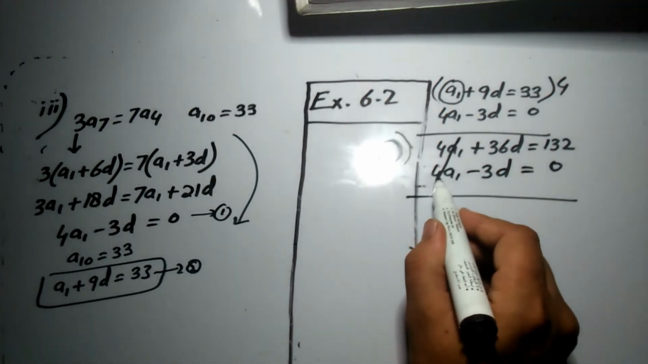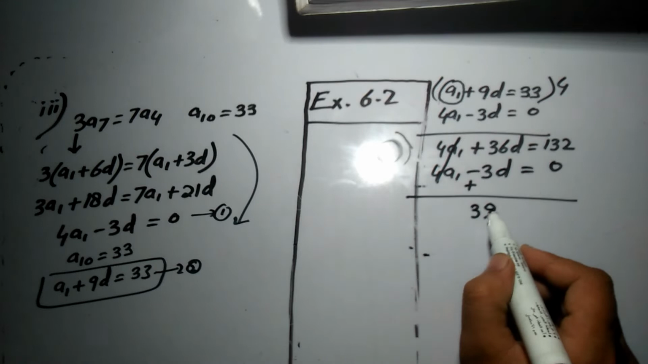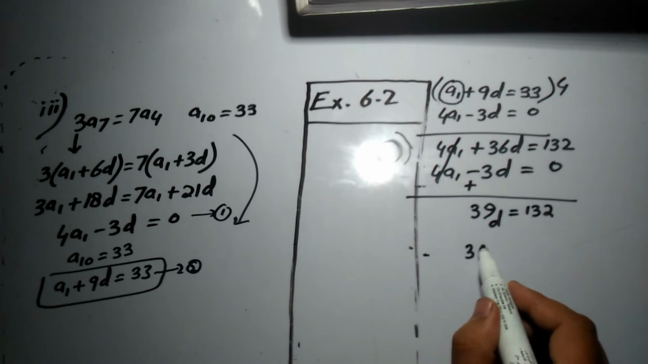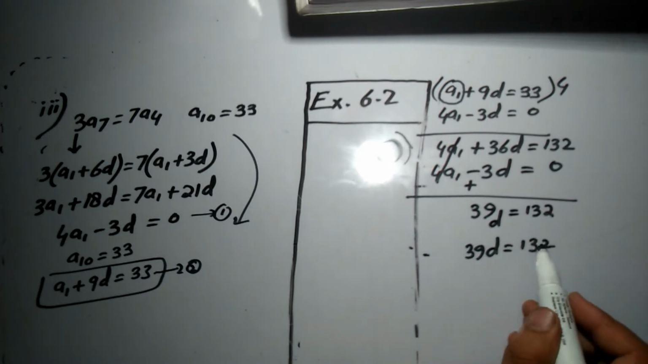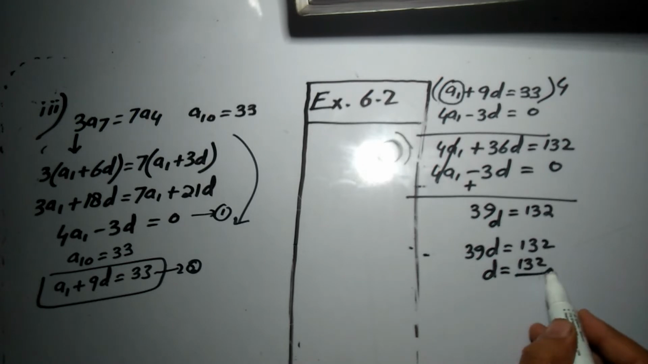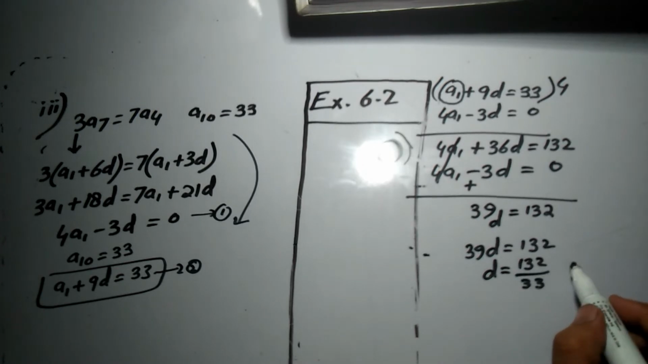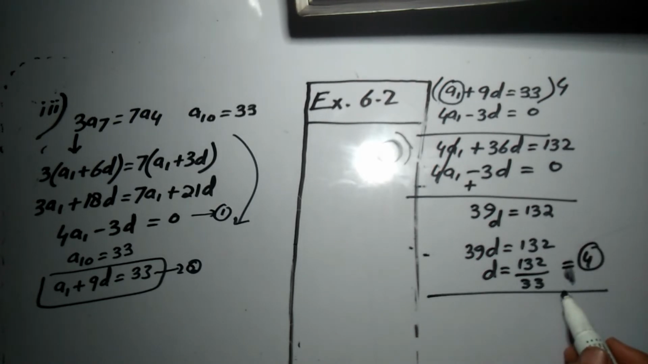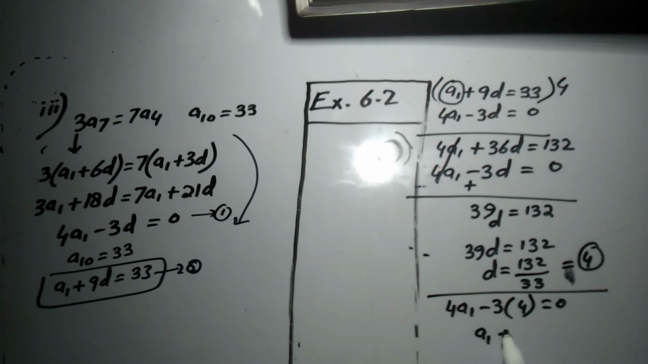So if we subtract, the 4a1 will cancel out, and this will be equal to 39d, and this will be equal to 132. So 39d is equal to 132, so d will be equal to 132 over 33. So d will be equal to 4. So after putting the value of d into equation number 1, 4a1 minus 3 is equal to 0. So a1 will be equal to minus 3. So the value of a1 is equal to minus 3 and the value of d is equal to 4.